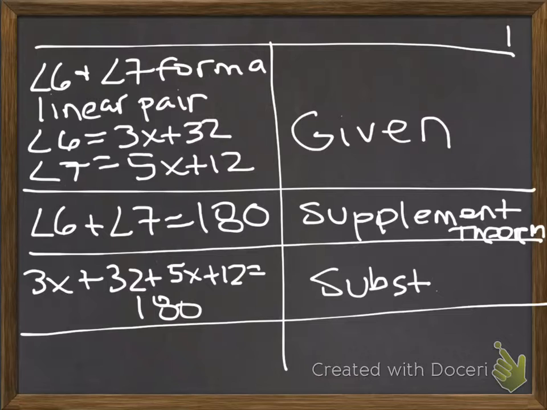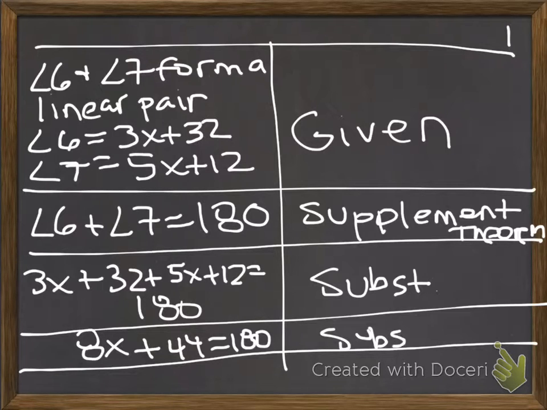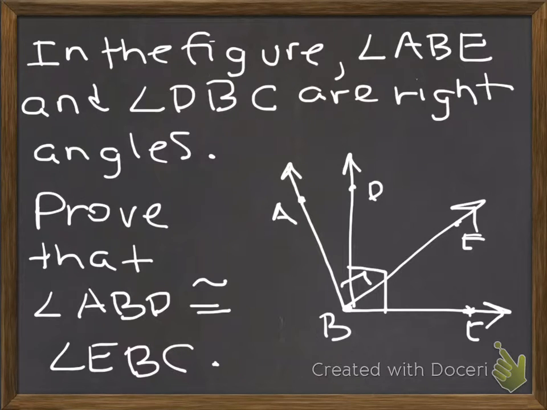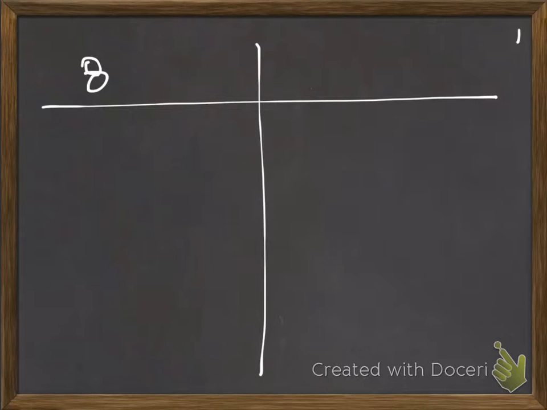Then we're going to have to solve an equation, so we combine like terms. That's also basically simplifying or substitution. So we get 8x plus 44 equals 180. And we solve the equation by subtracting. I'm going to need some more room here. Let me go here. And then we're going to get 8x equals 136.